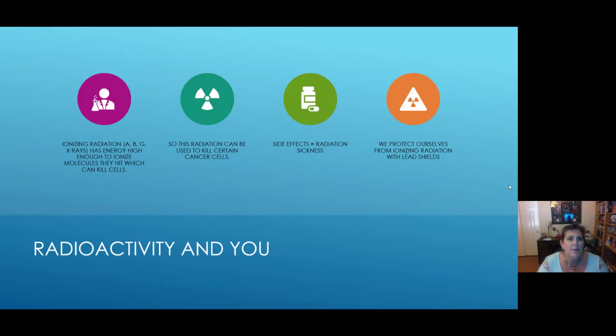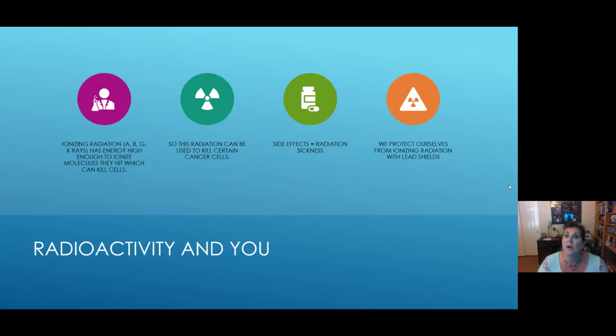So these types of radiation can be used to kill cancer cells, right? So we can actually turn the tables and use these ionizing radiations to kill cancer cells if we can target the cancer cells, not the good cells, just the cancer ones. Now, the side effects of doing this is called radiation sickness. This is where you feel bad, you may lose weight, your hair falls out.